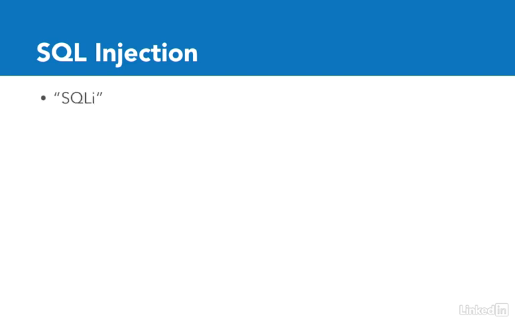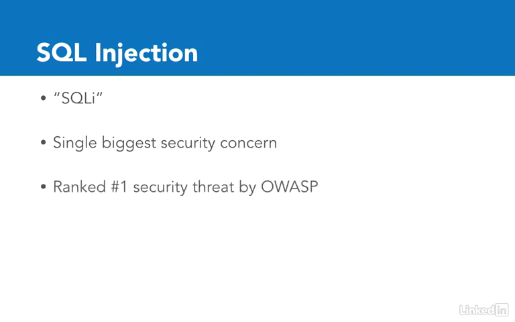SQL injection, or SQLI for short, is the single easiest way for someone to hack your website. There are lots of things to watch out for when you're developing for the web, but this is the big one. It's consistently ranked the #1 security threat by OWASP. That's the Open Web Application Security Project. They rank different security threats, and SQLI is always at the top of the list.